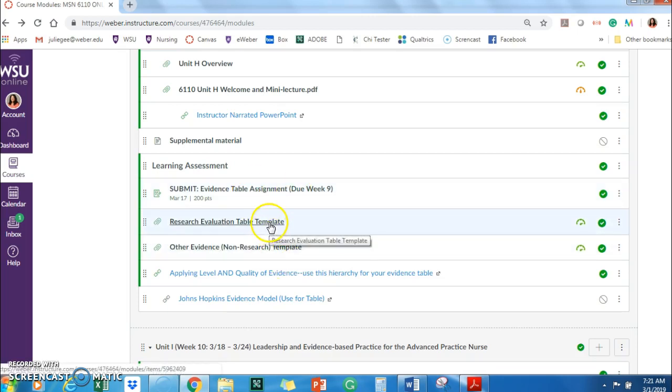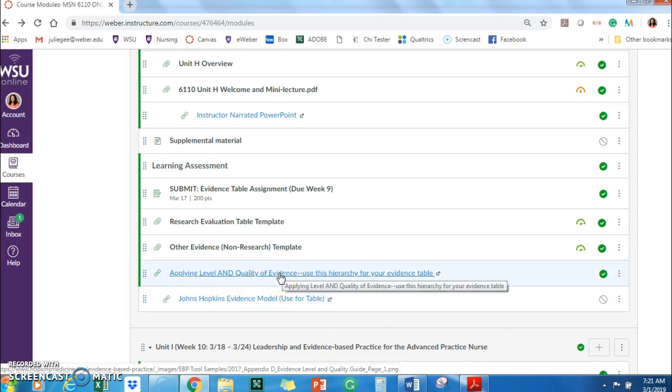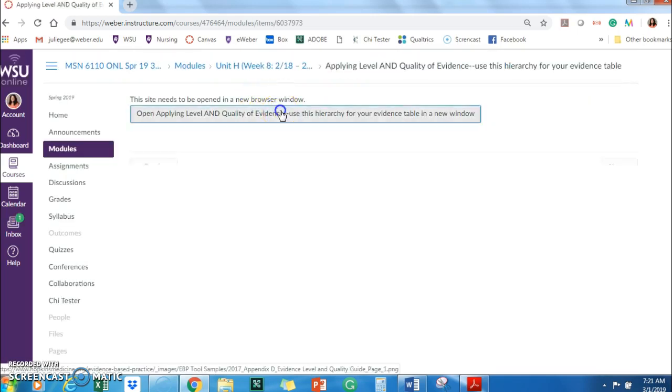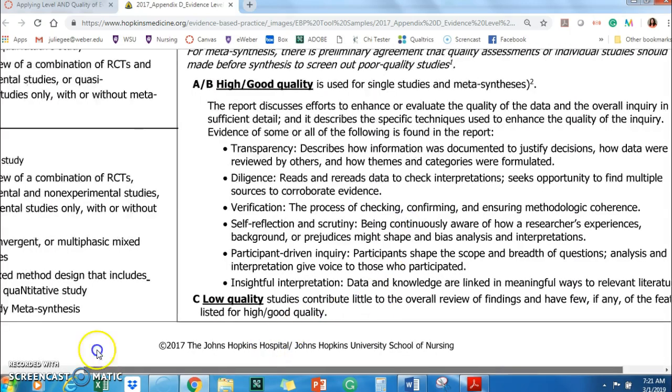You have a research evaluation table template, and you have a non-research one, and you shouldn't see this one on your Canvas because I don't have it posted there. But I do this. This is what you're going to use to apply the level and quality of evidence. Okay, let me just go there so you can see it. And we can go back. Whoa, that's not good. Go back to it, and that's huge.